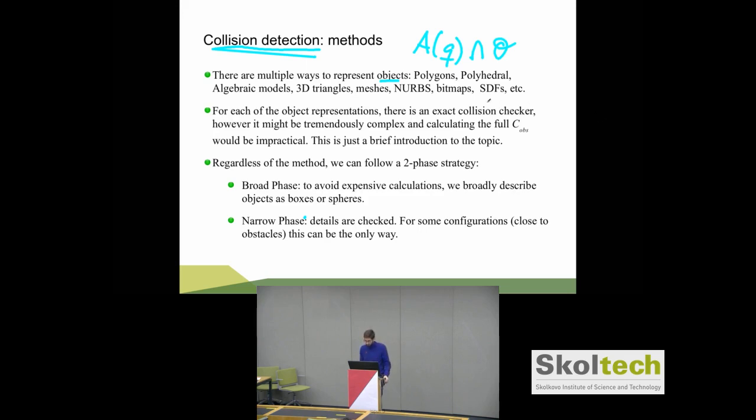What we were using in 2D was just bitmaps. So we just have an object, discretize it, use an image, and that's a good enough representation. For each of the object representations, there is an exact collision checker. But still, it can be very complicated to calculate this obstacle region exhaustively. So this was the explicit representation. You go through all your states and calculate this, so this will be impractical.